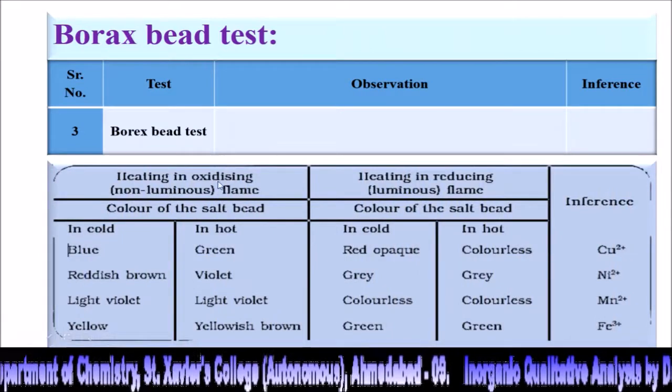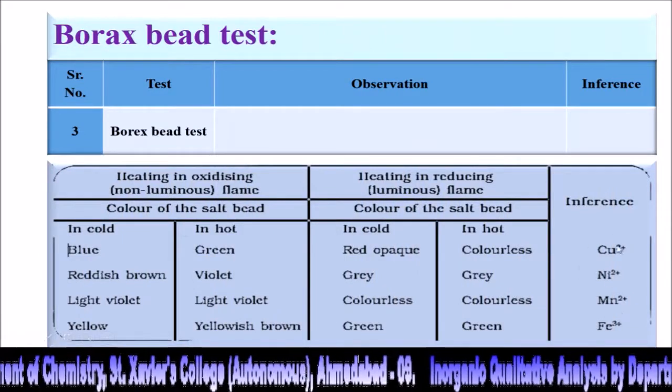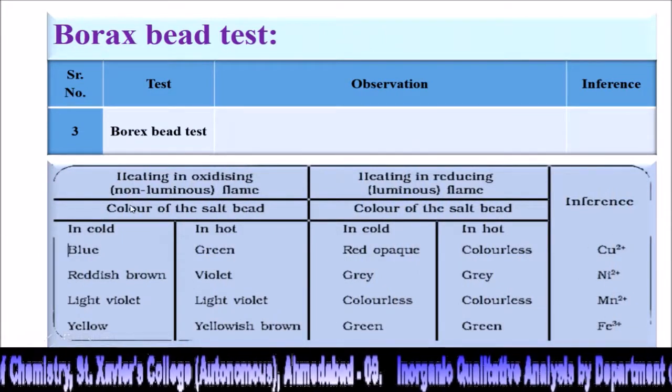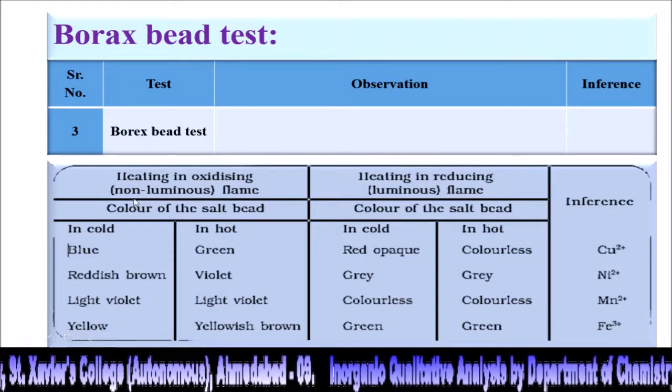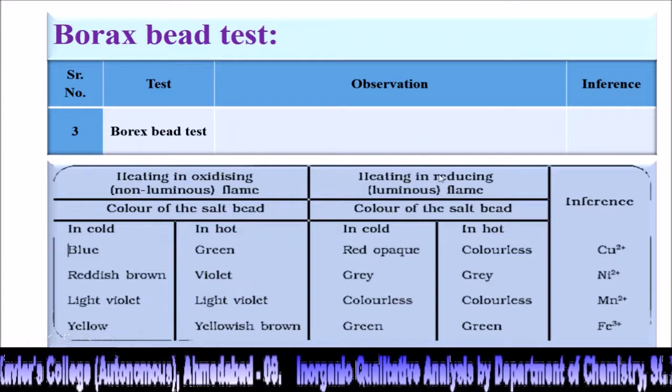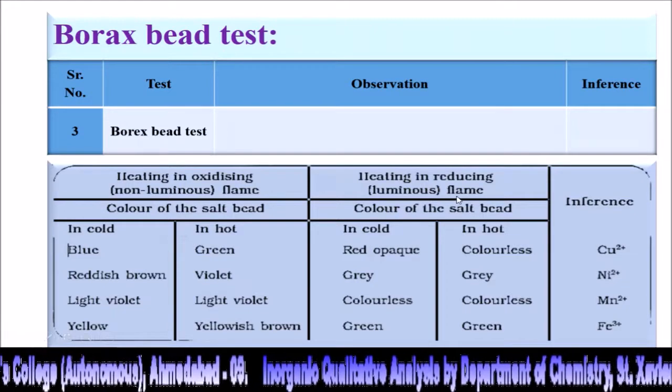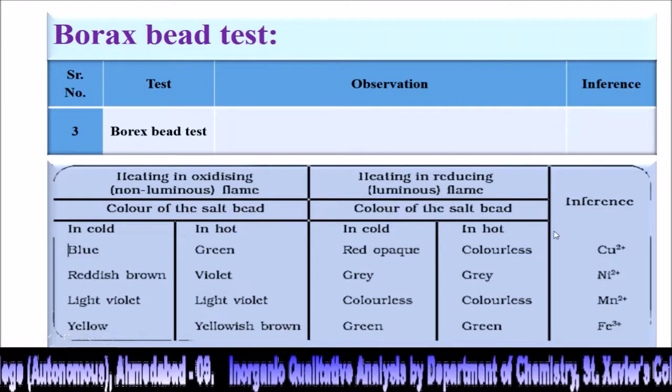If you get these observations, you can identify the colored element in the oxidizing flame, which is where we need to take the observation. We will never take the observation in the luminous flame or a reducing flame.